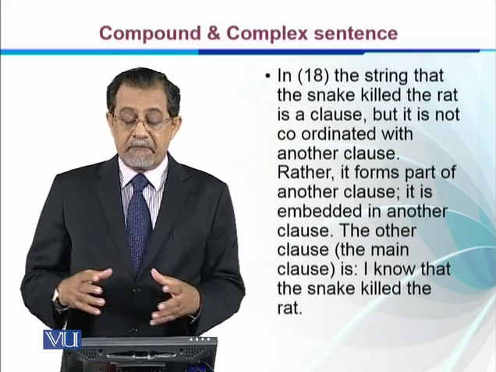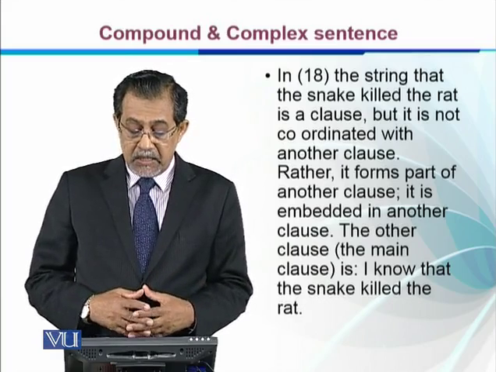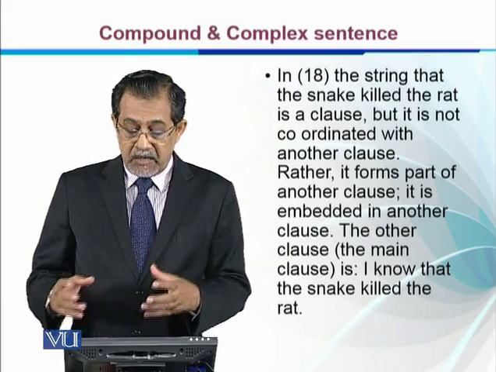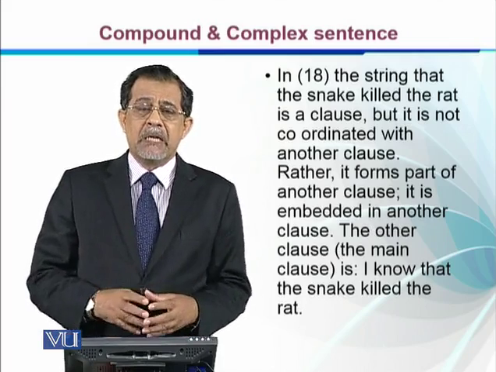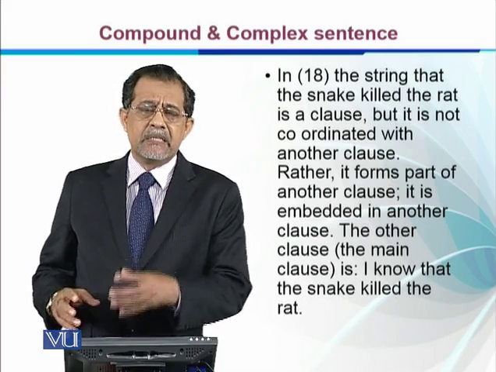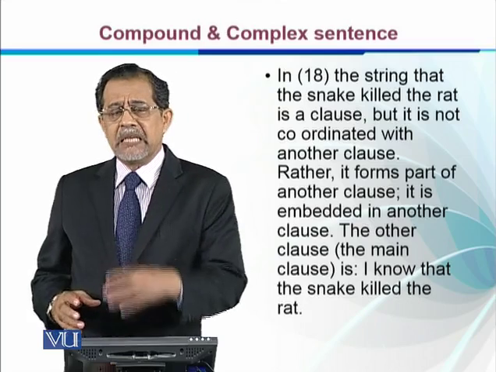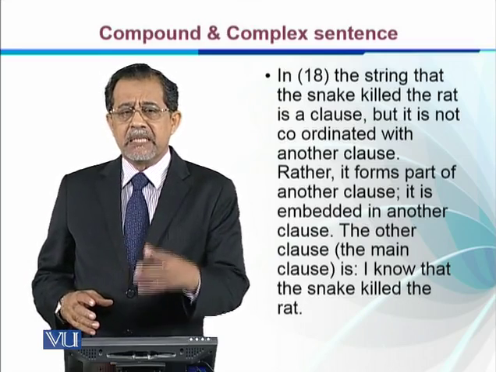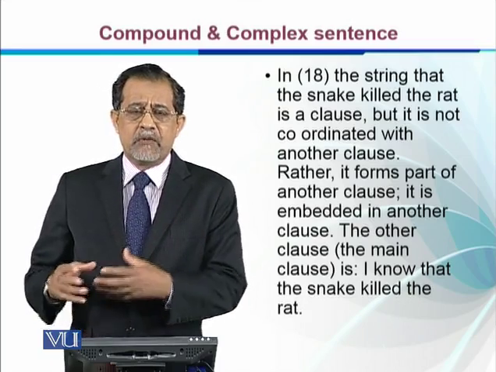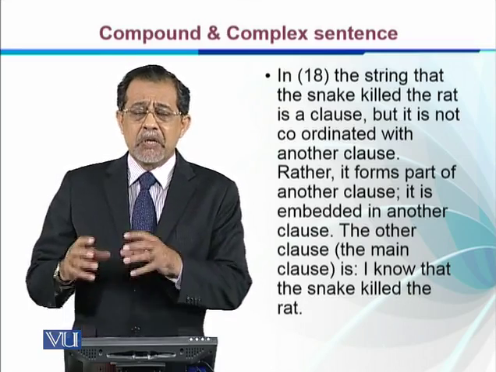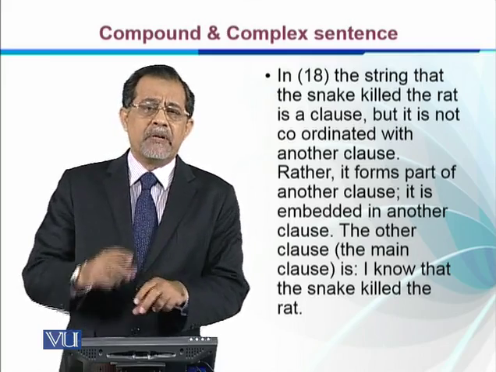Rather, it forms part of another clause; it is embedded in another clause. The other clause, the main clause, is I know that the snake killed the rat. So I know is the main clause, and that the snake killed the rat is the subordinate clause. This is what makes the sentence a complex sentence: it has one main clause and one subordinate clause, and the subordinate clause is actually a constituent of the main clause.